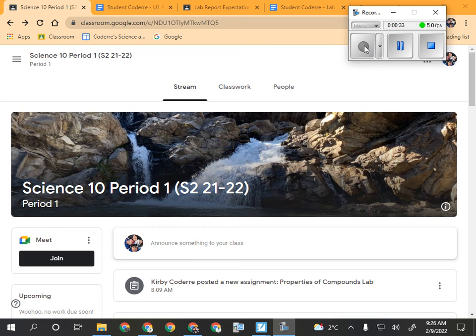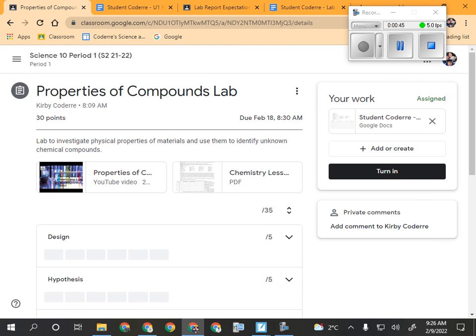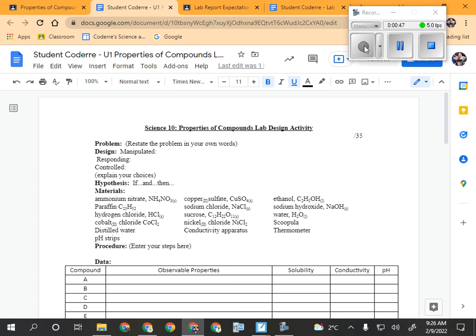So if you pay really close attention and you're working in the lab report template, that's what you want to have open right now. Go to the properties of compounds lab and open up that Google Doc, so that you have this document open. You're going to want to be typing in there as we go along, because I'm going to be outlining the manipulated variable, the responding variable, and the things I'm looking for in the explanations, so that you can put them in there, obviously in your own words. Put them in there so that you know what the expectations are and you do a good job.